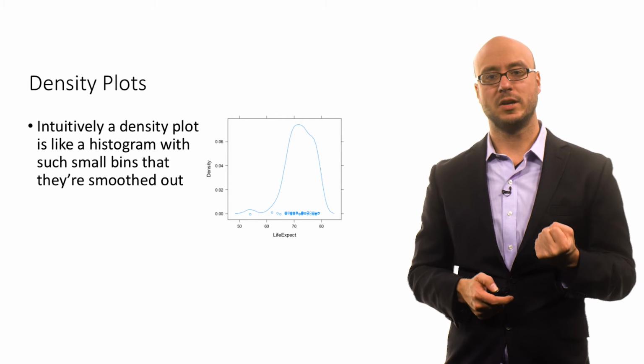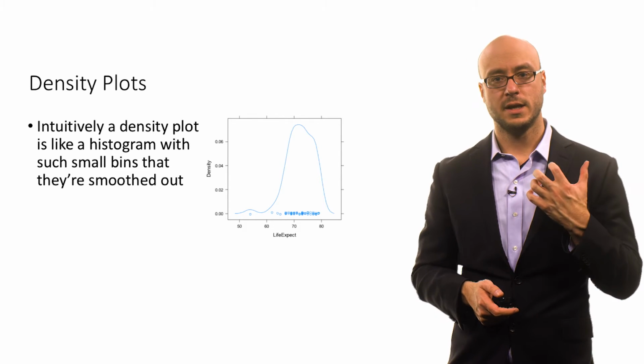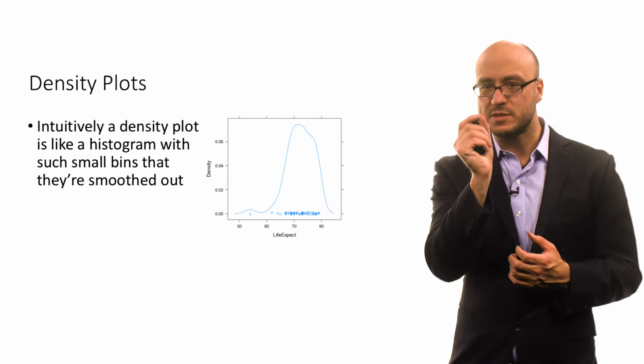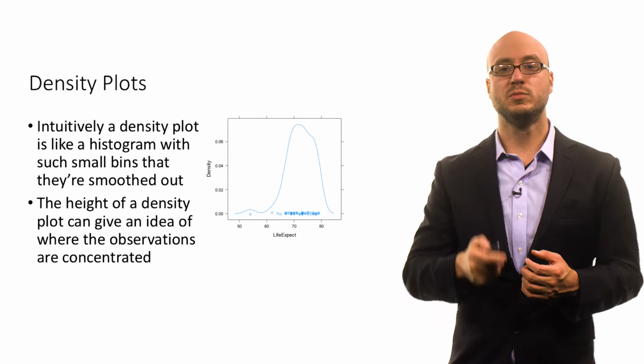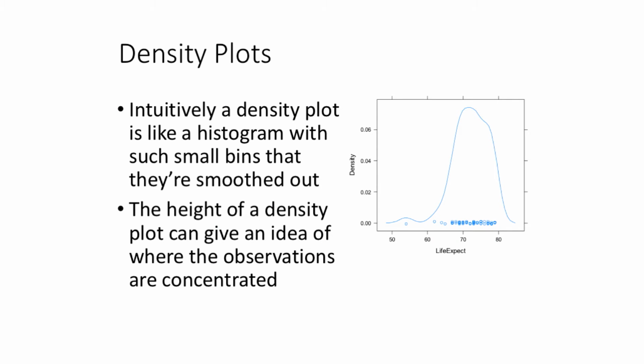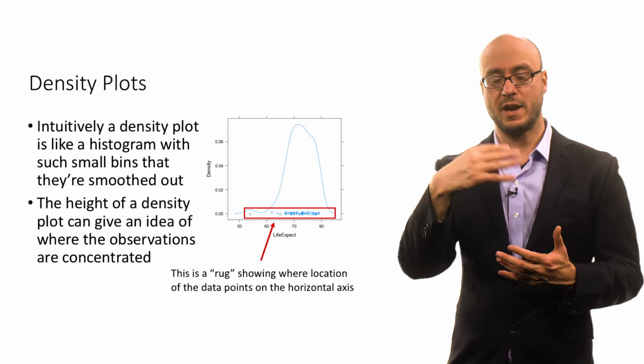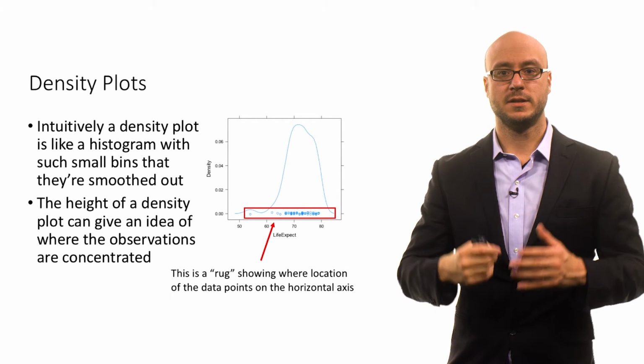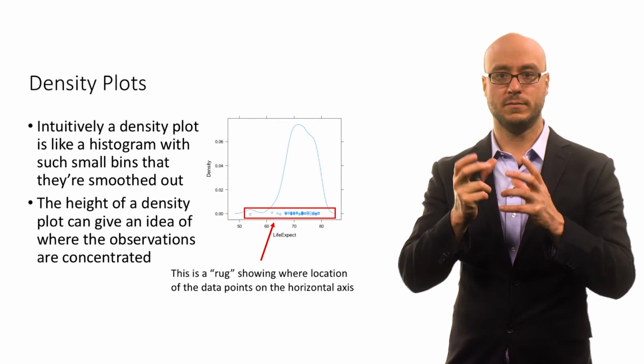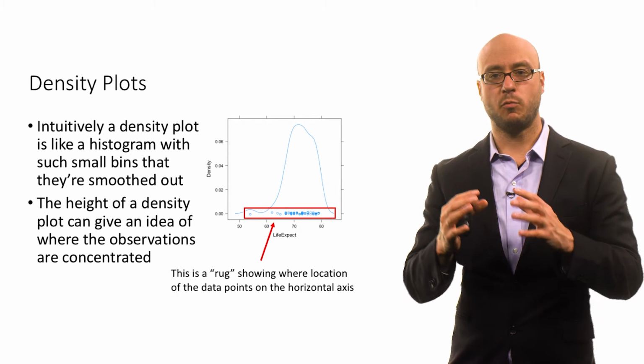A related technique is something called a density plot. Intuitively, a density plot is like a histogram, but with really small bins, right? So small that they're kind of smoothed out. The height of a density plot can give us an idea of where the observations or data points are concentrated. You also see here, so that the density plot is not misleading us, right, so that we are aware of where the data points actually lie, the statistical software gives us what's called a rug of jittered data points. Jitter just randomly scatters the data points so that they're not directly overlapping each other. And this gives us an idea of where most of the data lie.